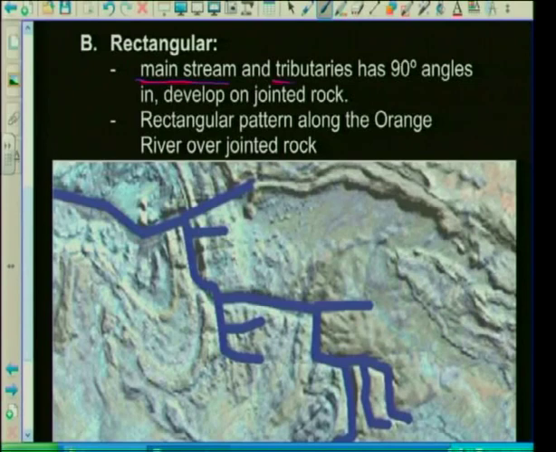Our next pattern that we are going to look at is what we call a rectangular pattern. Now, with a rectangular pattern, very importantly, in order to identify a rectangular pattern, the main stream and its tributaries have got 90-degree angles in them. And the reason this occurs is because a rectangular pattern forms on rocks that are exceptionally well jointed, which means that the water will flow in the joints of the rock, and that is where our drainage pattern will develop from.